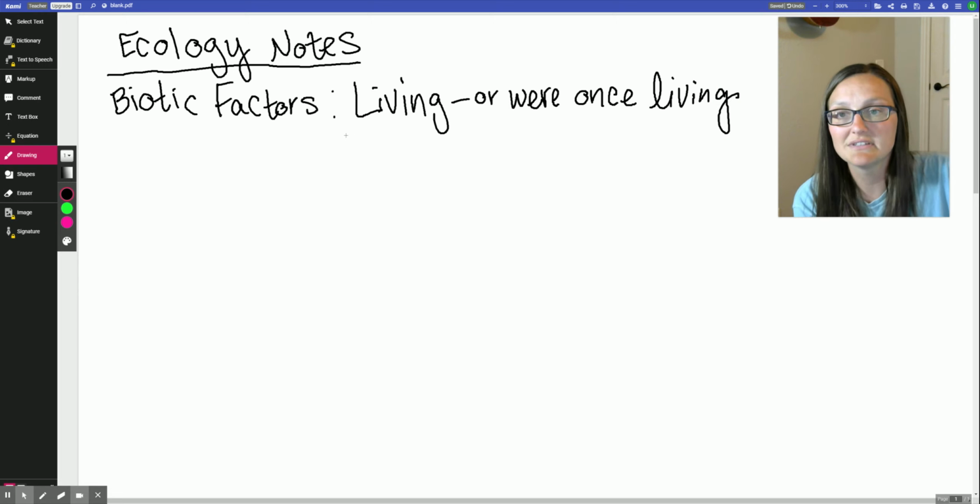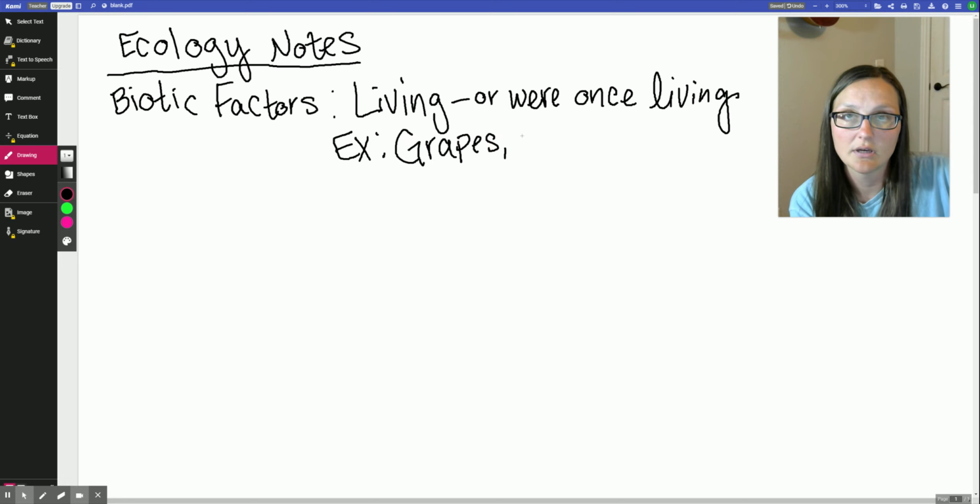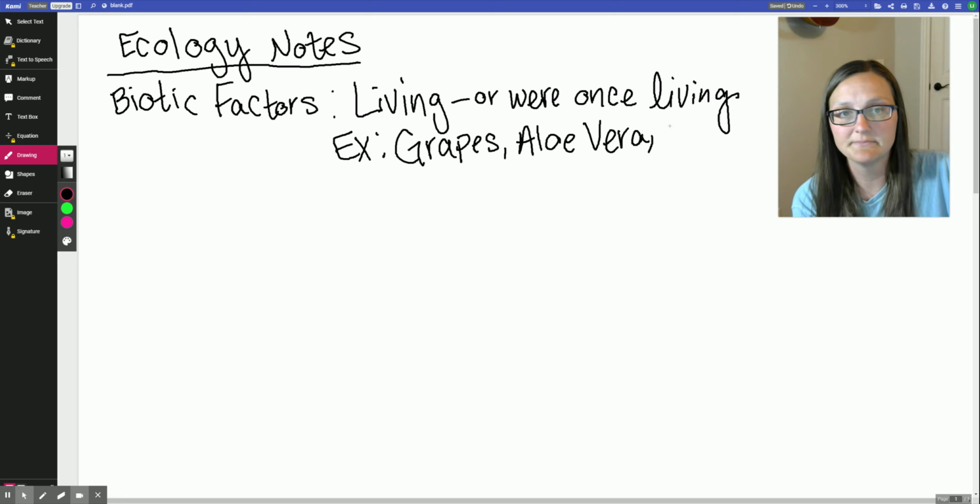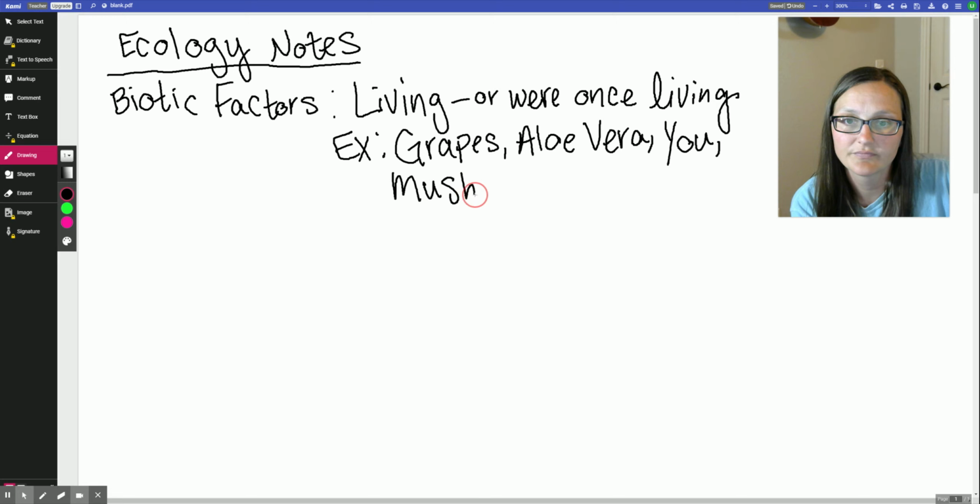Okay, so let's do some examples of those. Examples of biotic factors: grapes, aloe vera plant, you, mushrooms, ticks.